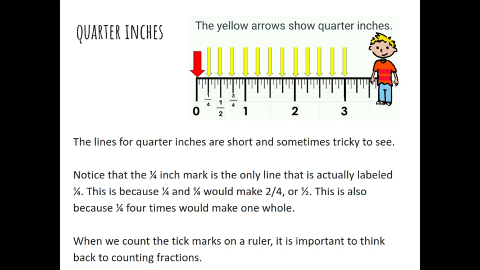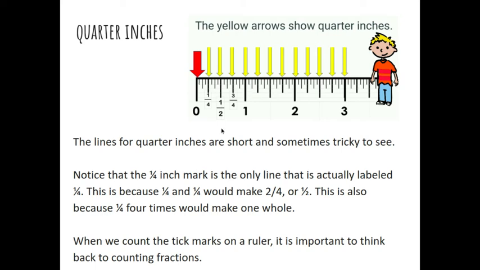The yellow arrows in this picture show quarter inches. They're closer together because quarter inches are smaller. The lines for quarter inches are also short and sometimes tricky to see. Notice that the 1/4 inch mark is the only line that is actually labeled as 1/4. This is because if you took 1/4 of an inch and another quarter of an inch, you would get 2/4 or 1/2. 3 parts of that inch would be 3/4, and 4 parts of that inch would make one whole.